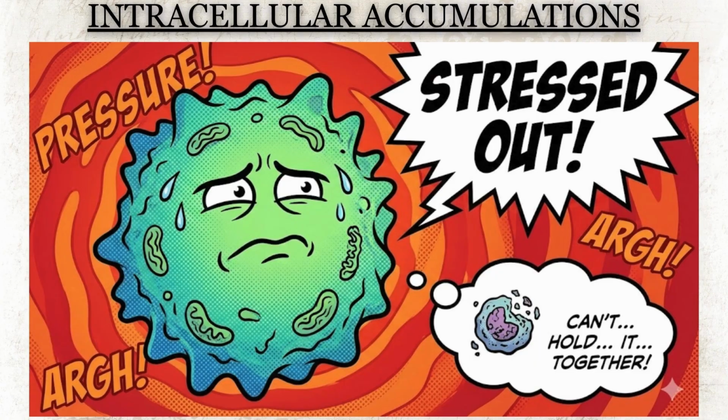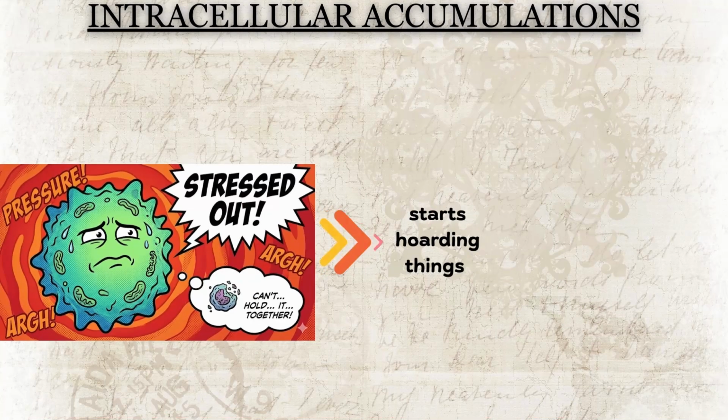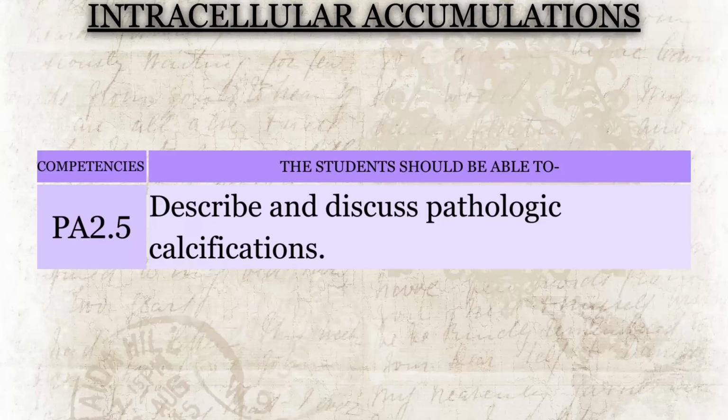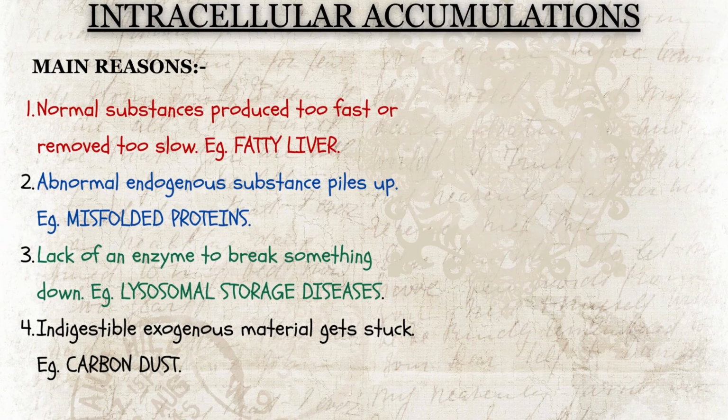Sometimes an injured or a stressed cell doesn't die, but it starts hoarding things it can't get rid of. This is intracellular accumulation. You need to study this for your competency PA 2.5. There are 4 main reasons this happens. Normal substance produced too fast or removed too slow.